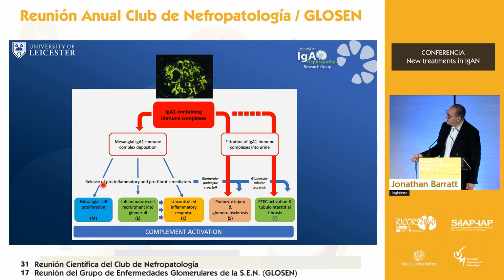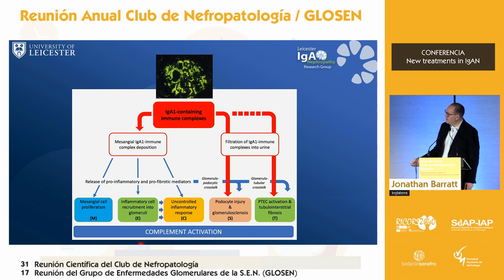Those immune complexes and pro-inflammatory and pro-fibrotic mediators can cross the glomerular basement membrane and interact with podocytes and tubular epithelial cells and drive phenotypic transformation, pro-inflammation, pro-fibrosis. And what we've identified more recently is that these immune complexes can cross the glomerular basement membrane as well and directly interact with podocytes and tubular epithelial cells. And of course, all of this is amplified by activation of the complement system.